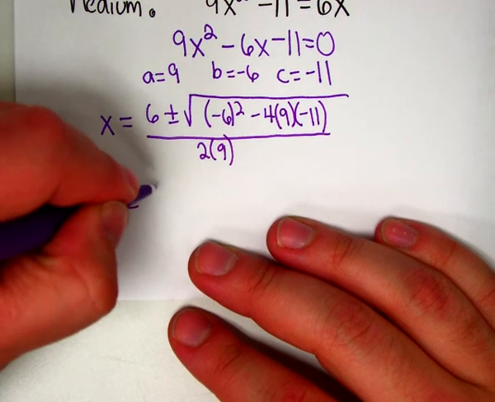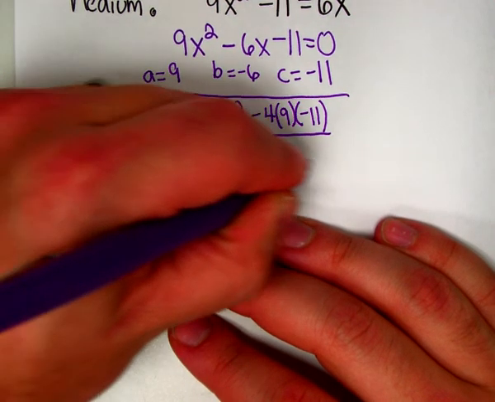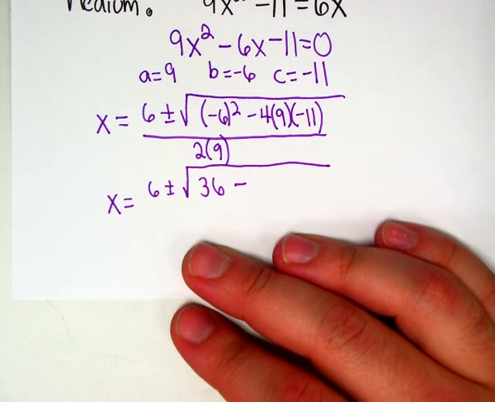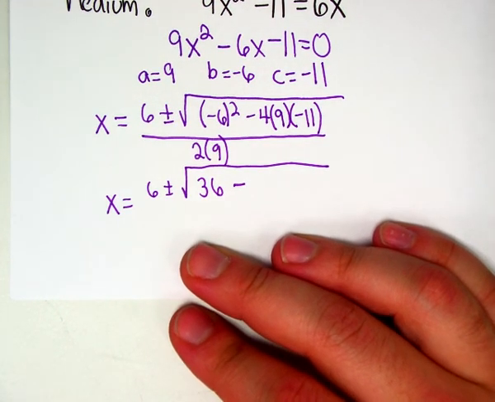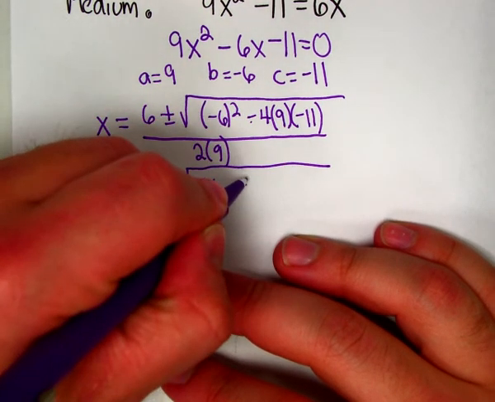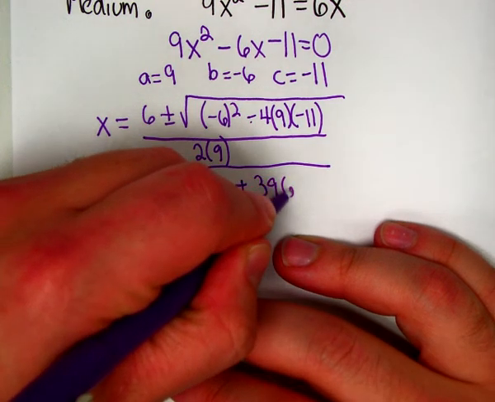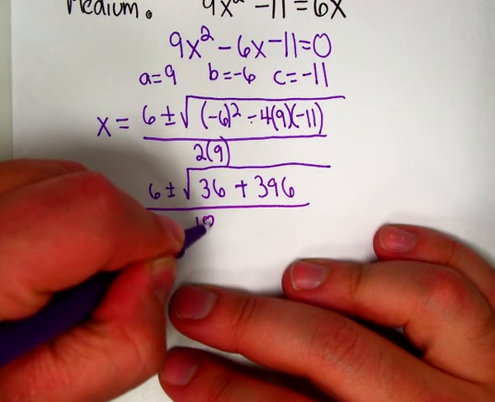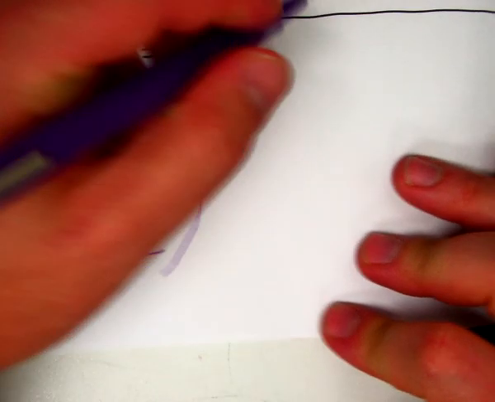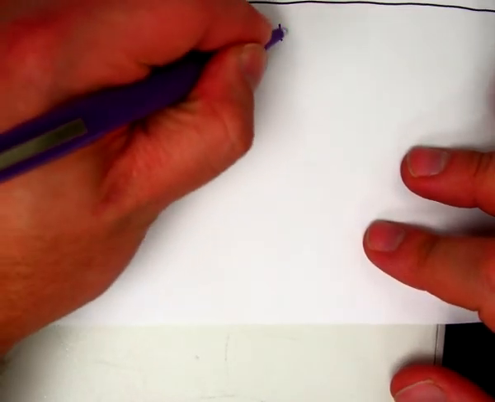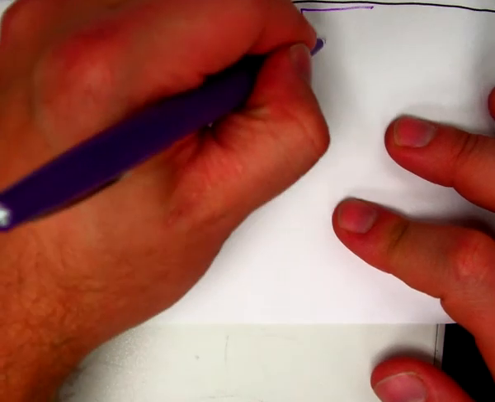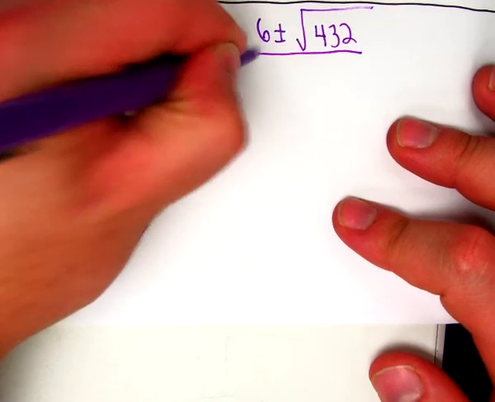This is x equals 6 plus or minus, remember now we're just going to simplify the inside. So this will be 36 minus, and we're going to go 4 times 9 times 11, which is 396, and 2 negatives make this a positive, all over 18. All right, let's go on to our next step. Carry this over here. We're going to get x equals 6 plus or minus the square root of, and we're going to go 396 plus 36. And we're going to have 432 over 18.